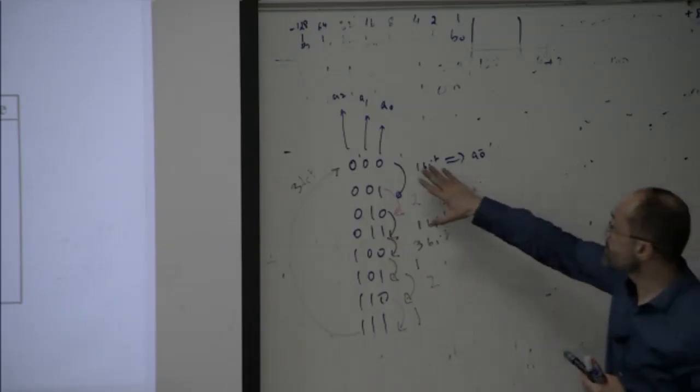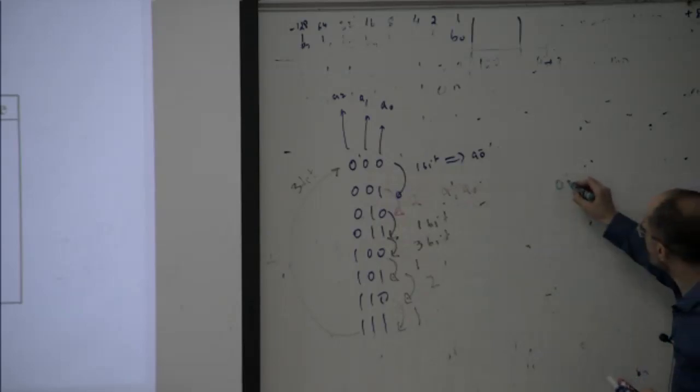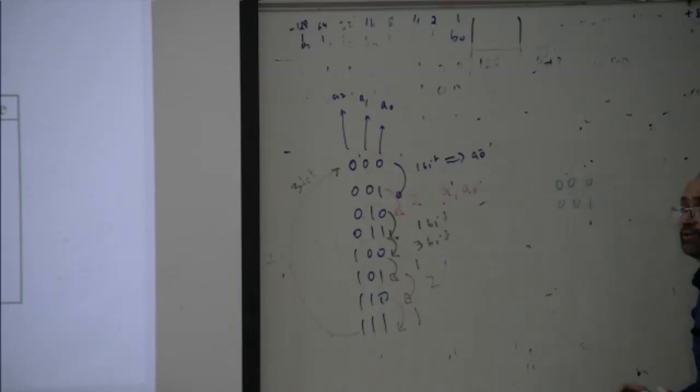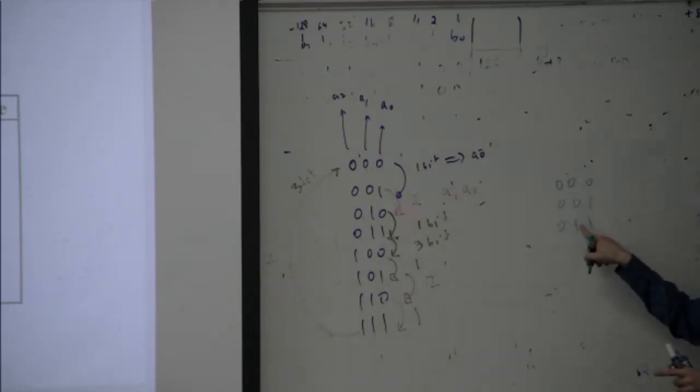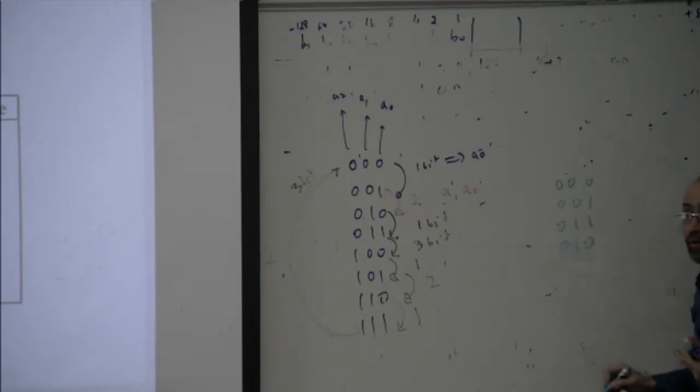Now which code is this? Binary code. Now we have a Gray code. 000, then 001. How many bit changes? 1. Then 011, 1 bit change. Then 010, 1 bit change.